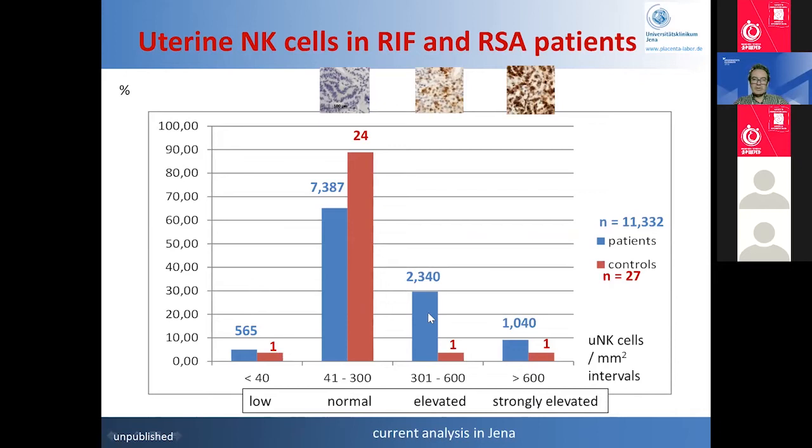In the controls, 1. Then we had approximately 65% in the normal range. Then approximately 30% in the elevated range, and 9% in the highly elevated range. And you see the distribution of the normal controls.